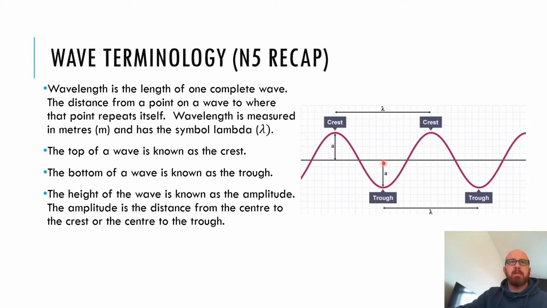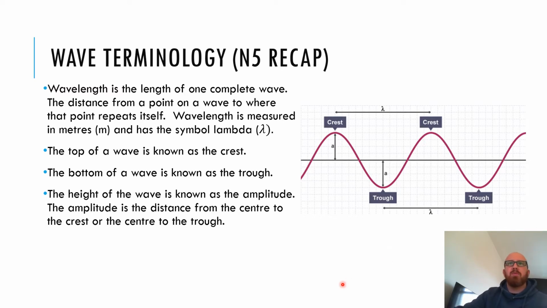So we should know that already, but I just want to recap that with you. Wavelength is measured in meters and has the symbol lambda, which is that upside down Y that you should be familiar with as well. The top of the wave is known as the crest, and the bottom of the wave is known as the trough. Try not to call it the peak and the trough, it should be the crest. That's the terminology used in the SQA documentation as well. But if you say peak, it's not going to be wrong.